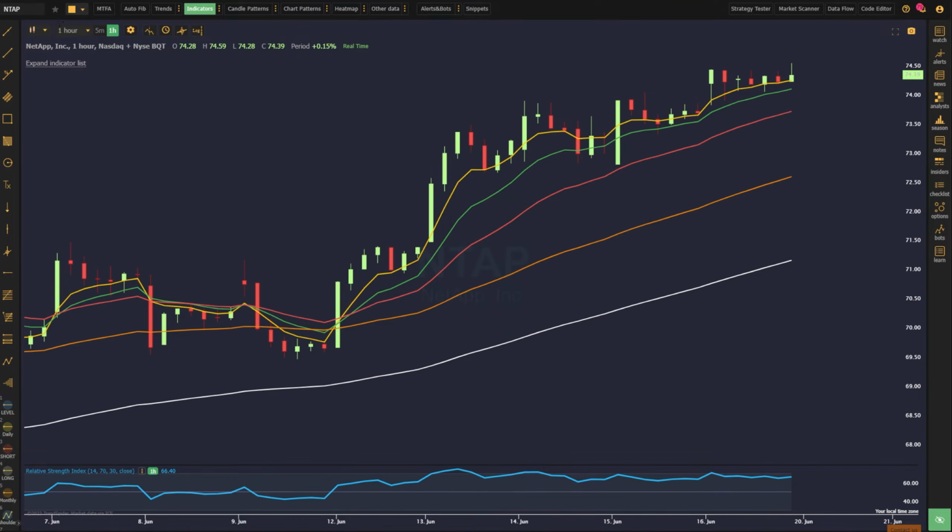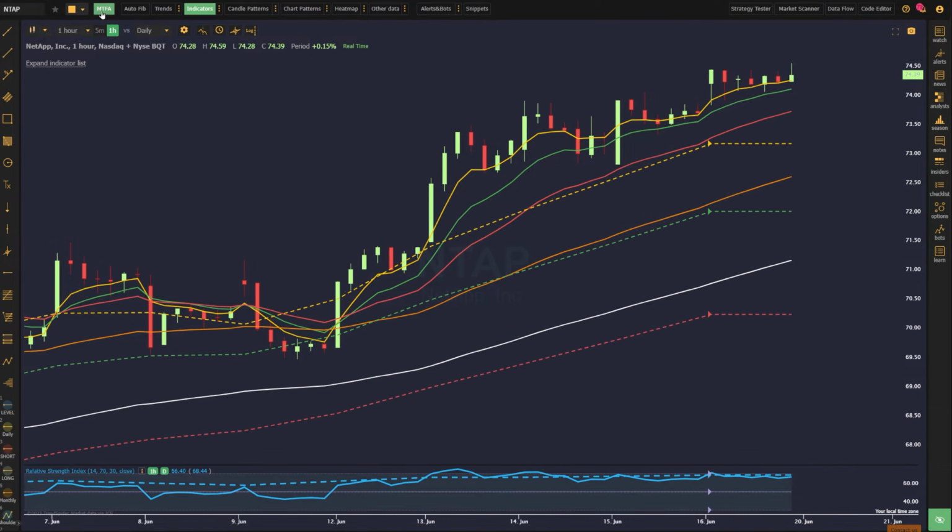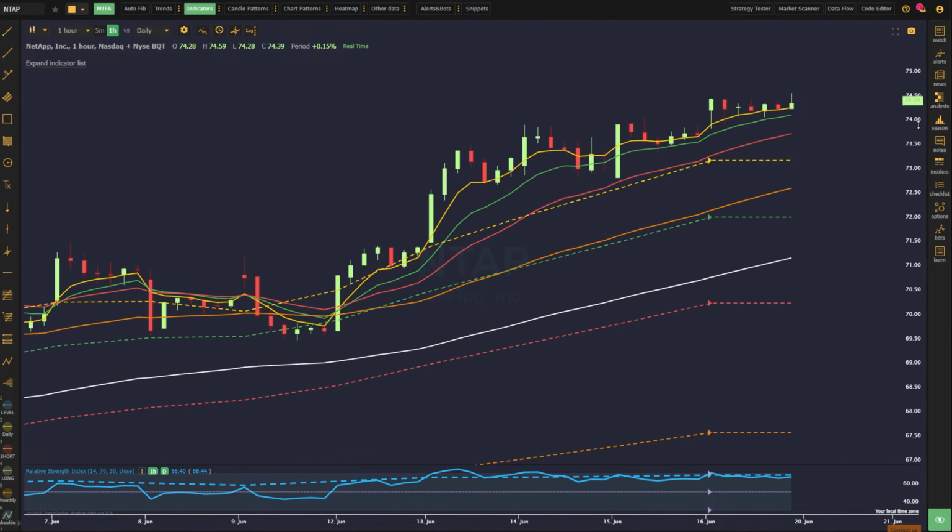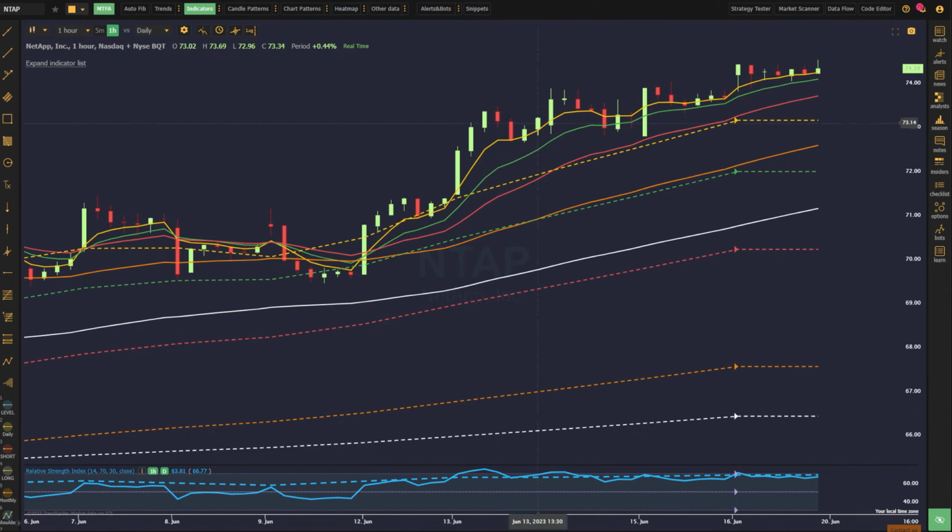Take this a step deeper by turning on the multi-timeframe analysis button. This allows us to see our indicators on 2 timeframes on a single chart at once. If we see this same alignment across multiple timeframes, it's an even stronger trend.